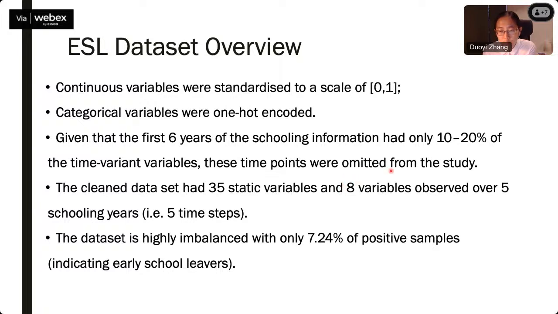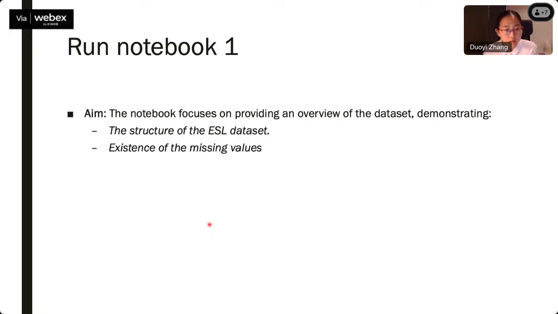Those 8 variables are temporal features. Each variable has 5 time steps. And the dataset is highly imbalanced with only 7.24% of positive samples, indicating that the student dropped out prior to year 12. Now let's have a look at notebook 1.